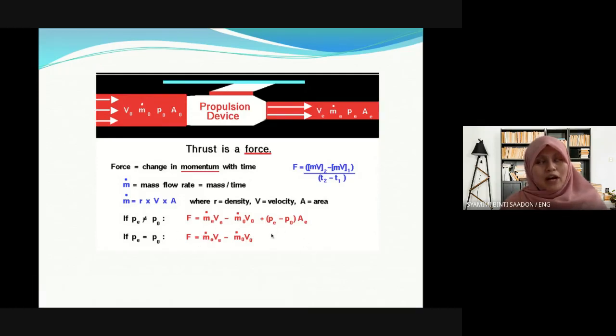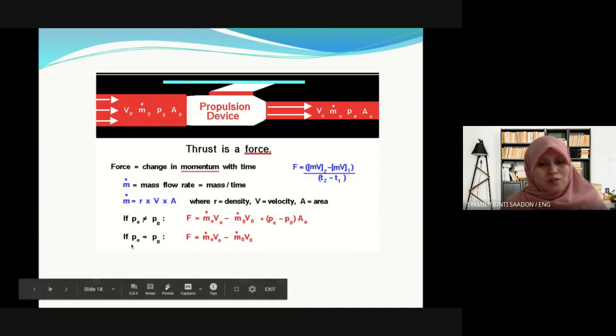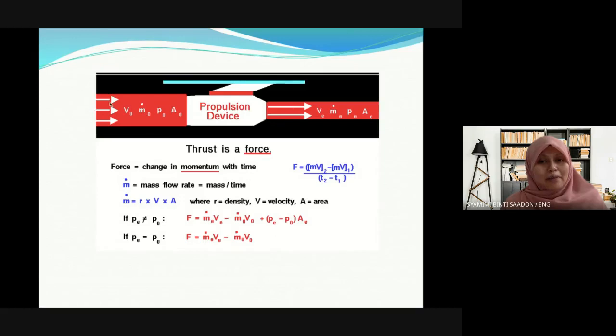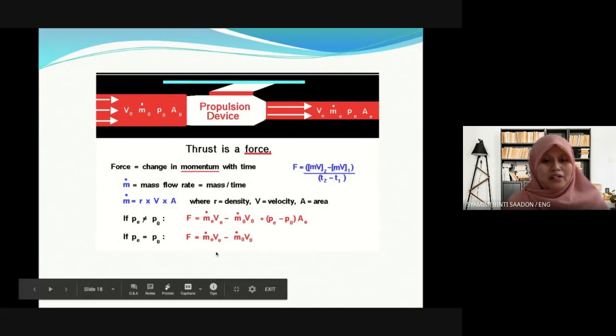Normally for ideal equations, when solving problems, we will just assume pe equals po, because we assume all of these are the environment, ambient air. So pe is ambient, po is also ambient air, so pe equals po. This is the more simplified equation of thrust force.